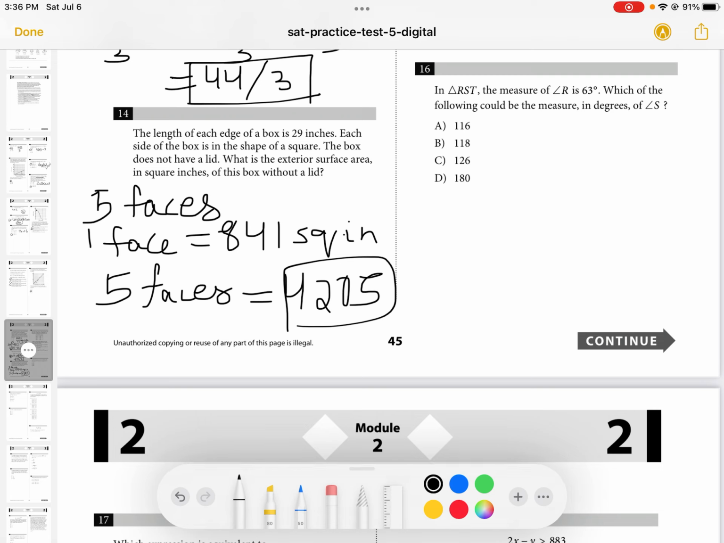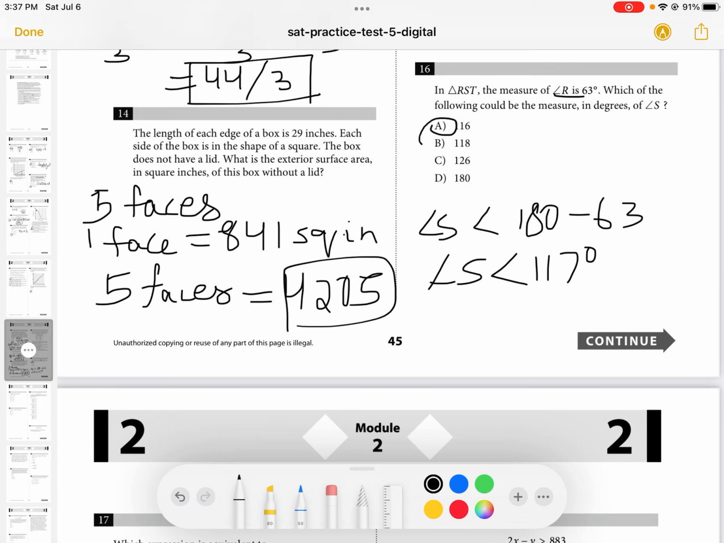In triangle RST, the measure of angle R is 63 degrees. Well, which of the following could be the measure in degrees of angle S, right? Remember that the sum of the angles of a triangle is 180 degrees. So S has to be less than 180 minus 63. So angle S has to be less than 117 degrees. And the only option that satisfies that is A.